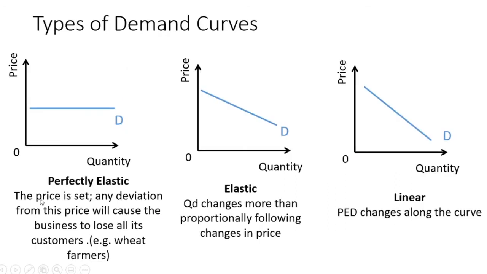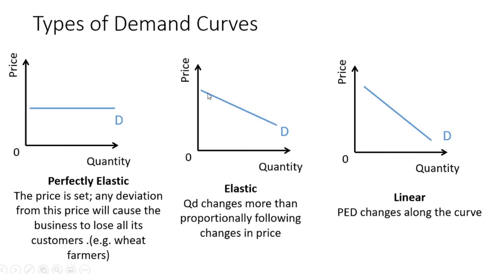Last thing to look at then, if you wanted to categorize the number line into different types of demand curves, we could say that the perfectly elastic one is a perfectly flat demand. So the price is set. Any deviation from this price will cause the business to lose all of its customers. As an example, you might say wheat or potato farmers, anyone that's selling a commodity where the product is the same as every other competitor's product, is going to be perfectly elastic.